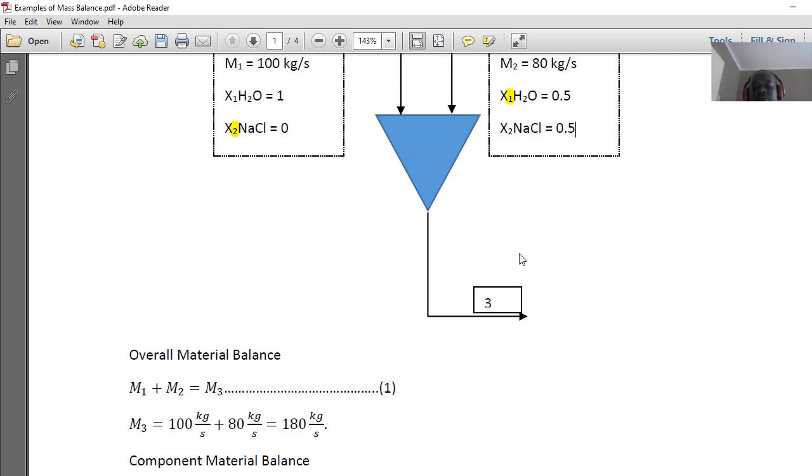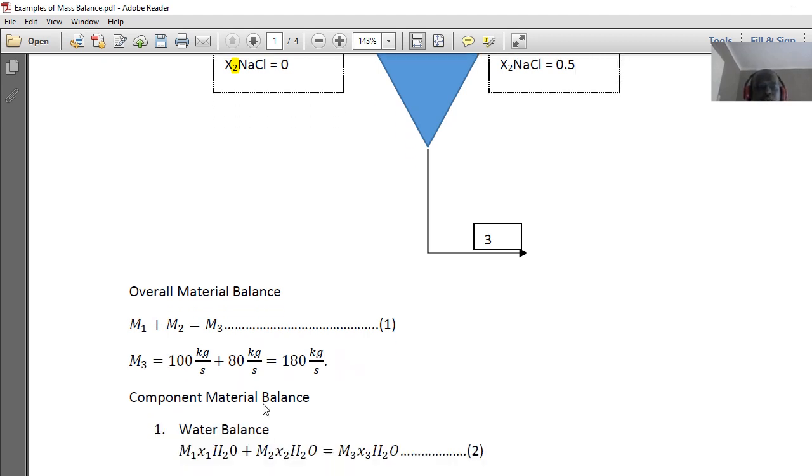Now, the problem statement is to specify stream 3 completely, right? So the overall material balance would be M1, M being the mass and 1 denoting stream 1, plus M2 is equal to M3, right? Therefore, M3 is simply the sum of M1 plus M2 on a mass basis, which will give you the total mass of stream 3 as 180 kg per second.